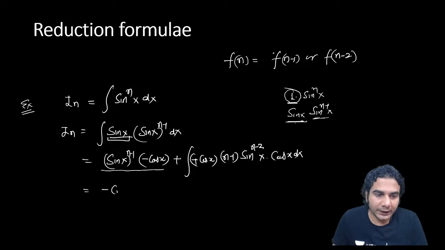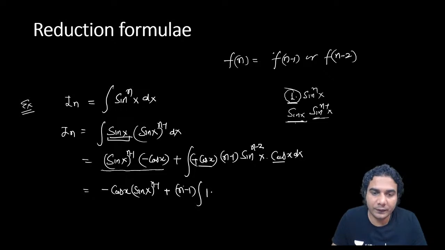So I'll write minus cos x sine x raised to n minus 1 as it is, plus, now you can see n minus 1 is outside, this cos and this cos will become cos square, which you can write as 1 minus sine square x, and multiply it by sine raised to n minus 2 x dx.